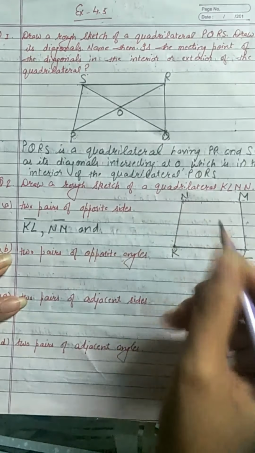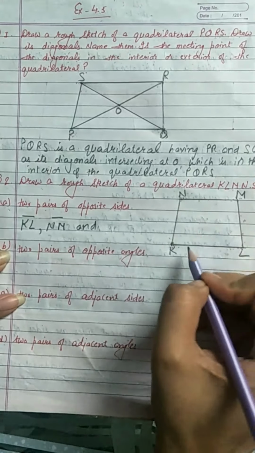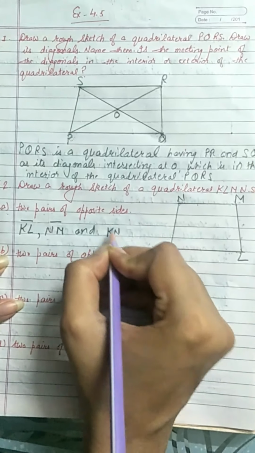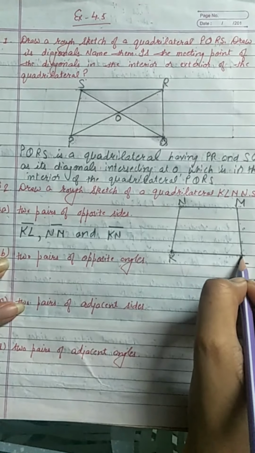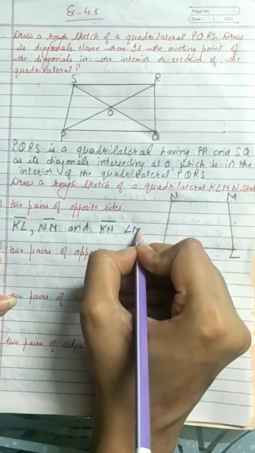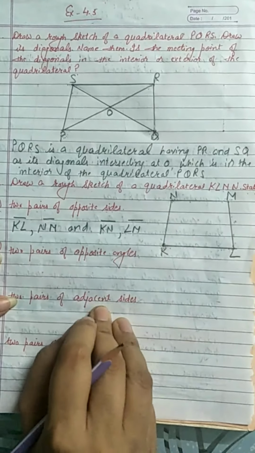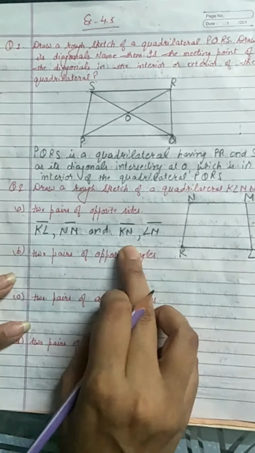And what is the second pair? KN. Side KN is opposite to side LM. Okay, I hope A part is clear to all.